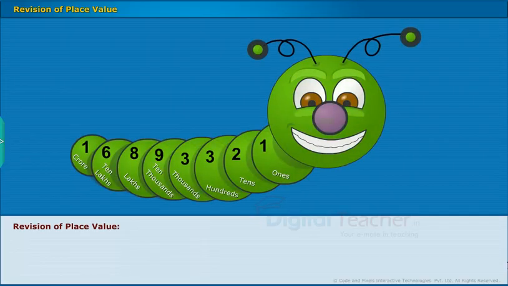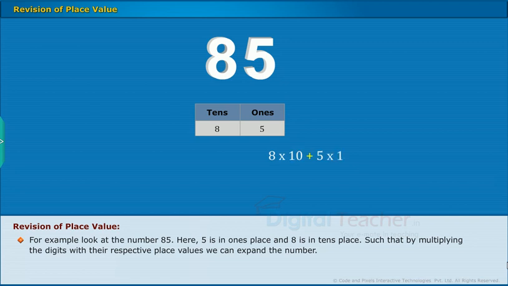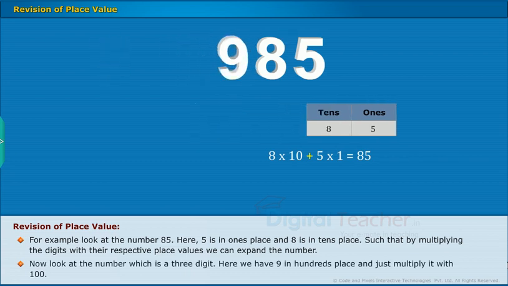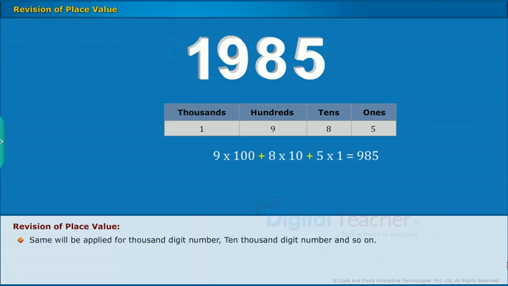Let us revise the concept how to expand a number using place value. For example, look at the number 85. Here, 5 is in ones place and 8 is in tens place, such that by multiplying the digits with their respective place values, we can expand the number. Now, look at the number which is a 3-digit. Here, we have 9 in hundreds place and just multiply it with 100. Same will be applied for 1000-digit number, 10,000-digit number, and so on.